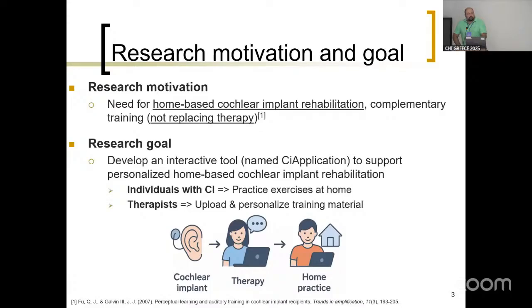And our goal was to develop a tool, this is the acronym CI from the Cochlear Implant application, to support personalized home-based cochlear implant rehabilitation. This is addressed to people with CI implants to practice exercises at home, and of course to their therapists too, to upload and personalize training material.